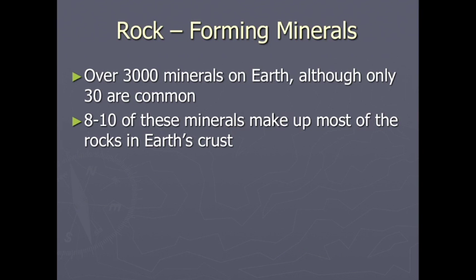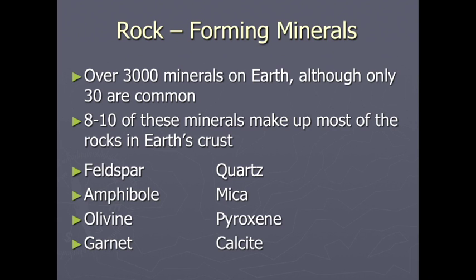So there's over 3,000 minerals on Earth, although only about 30 are common, and about 8 to 10 of those are what make up most of the crust.